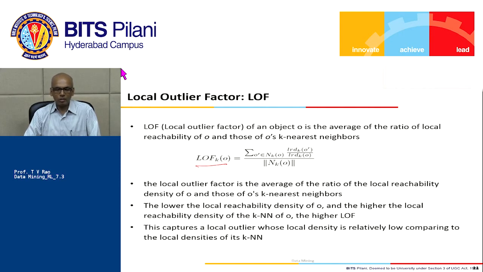But if it is very different, that means this density is much different from this density. So if this density for the object O turns out to be much smaller, then the local outlier factor is going to be much larger. So whenever you have a lower density compared to the reachability density of the k neighborhood, then you are getting a higher LOF.